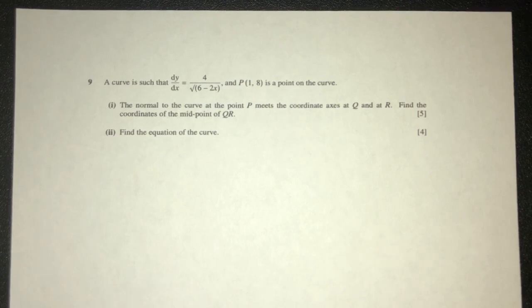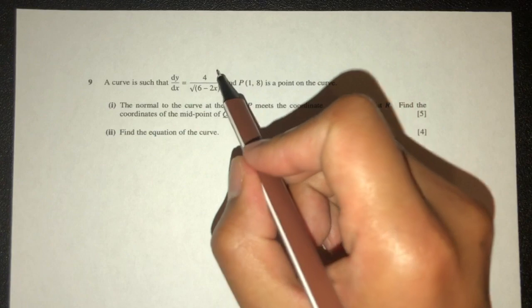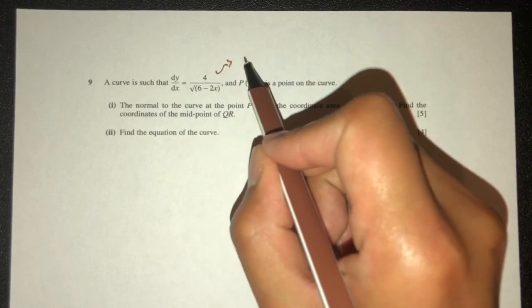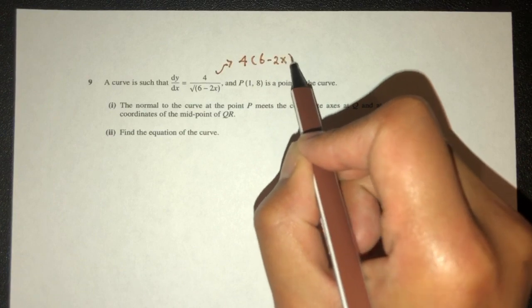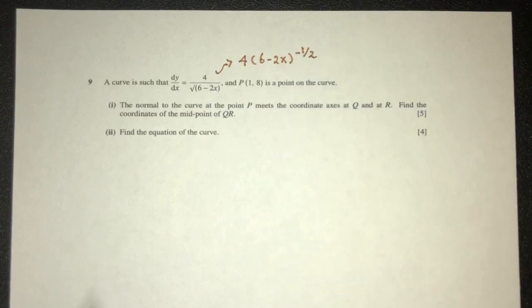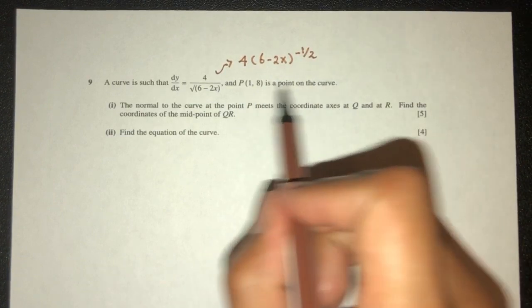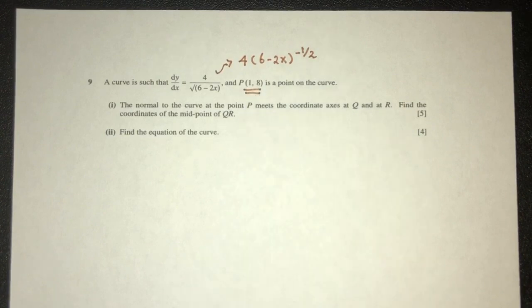Let's move on to the next question. A curve is such that dy by dx is given by this. Now the first thing we can do is simply rewrite this as 4(6 minus 2x) to the power of minus half. Okay, great. Now P is a point on the curve.